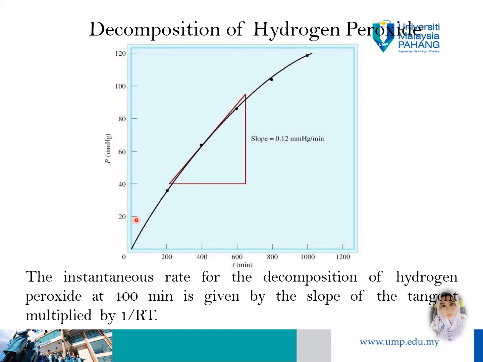So we can also measure the instantaneous rate from the plot of pressure versus time. The instantaneous rate at any temperature can be measured by the slope or tangent of the curve.